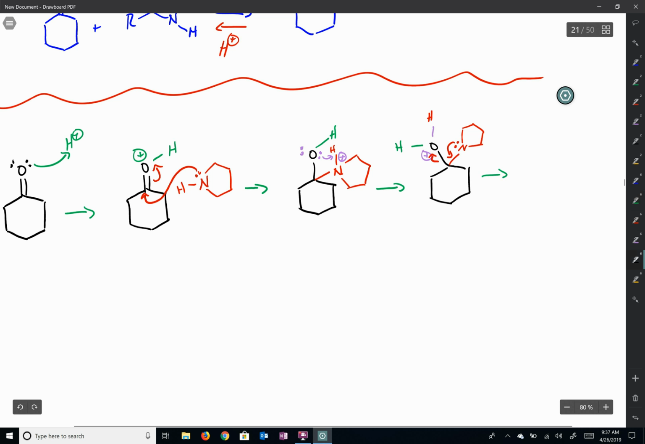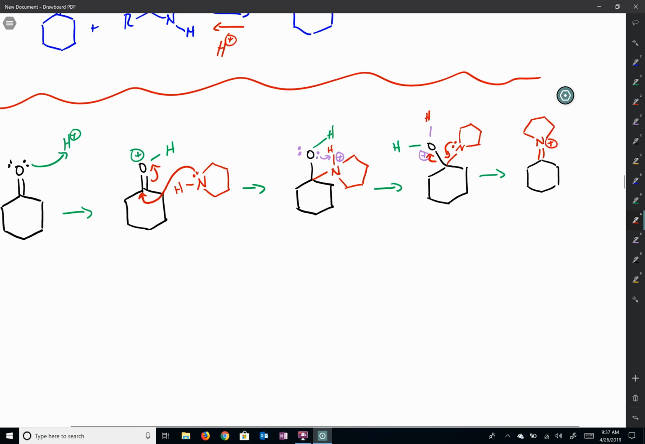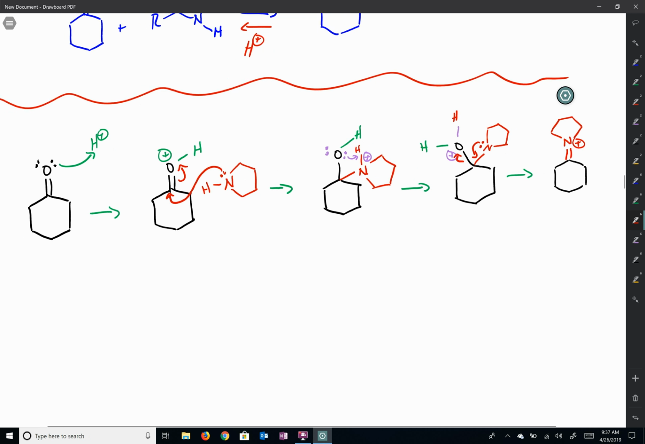So at the end of this sequence here, double bond to nitrogen, and it's left with a positive charge, right? So we got that positive charge. Right, it's a resonance stabilized positive charge. We can stabilize between that nitrogen and the former carbonyl carbon.